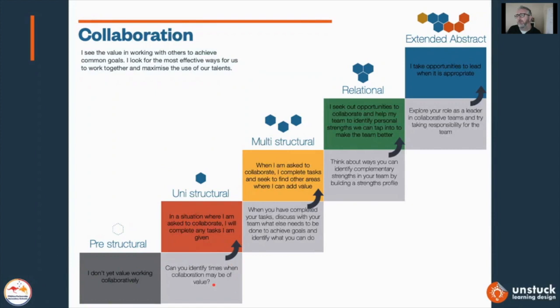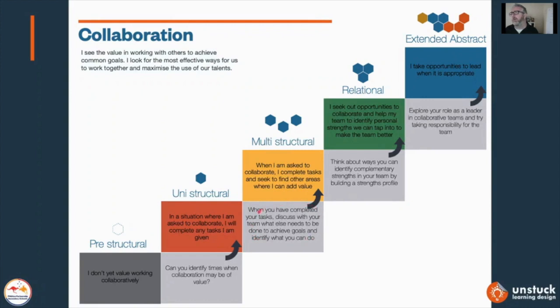So what can I do? Well, I've got some questions here to help to prompt students. So can you identify times when collaboration may be of value? It might help to prompt them to get into this next level, which is, in a situation where I am asked to collaborate, I will complete any tasks I'm given. So students are collaborating when they're told to, but they're not really doing it to achieve more, and they're not using the best of their talents and their colleagues' talents.